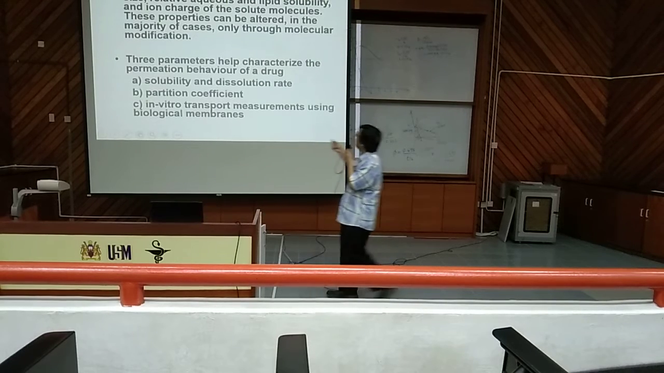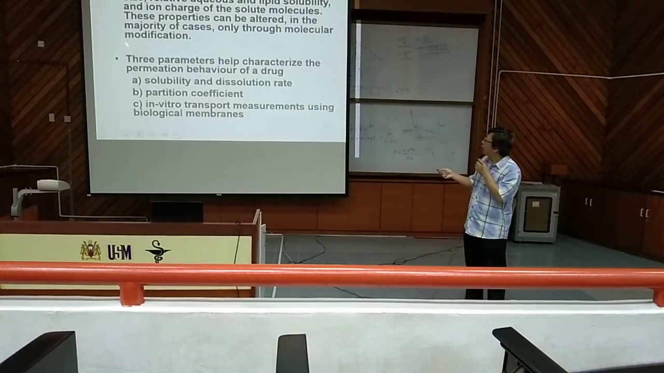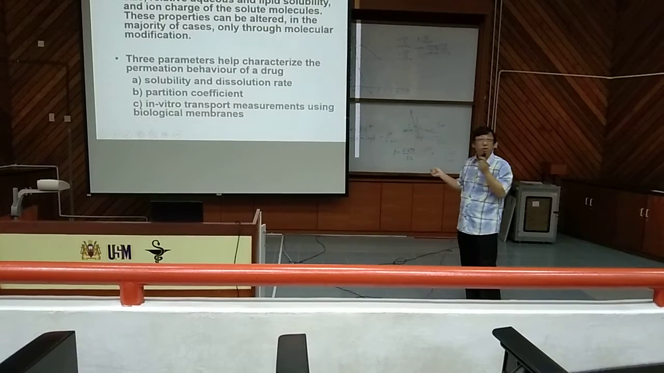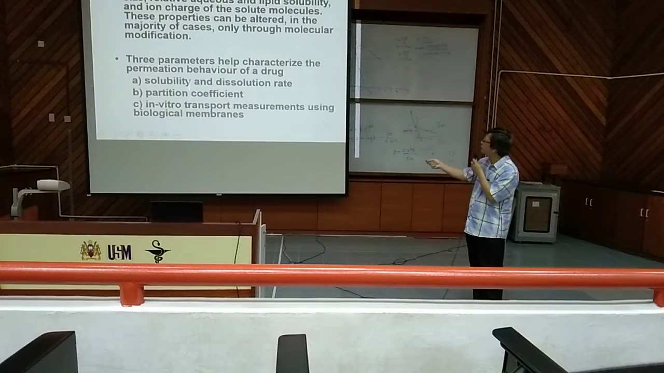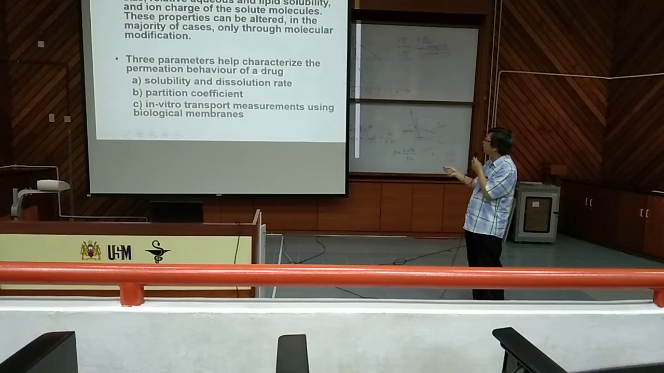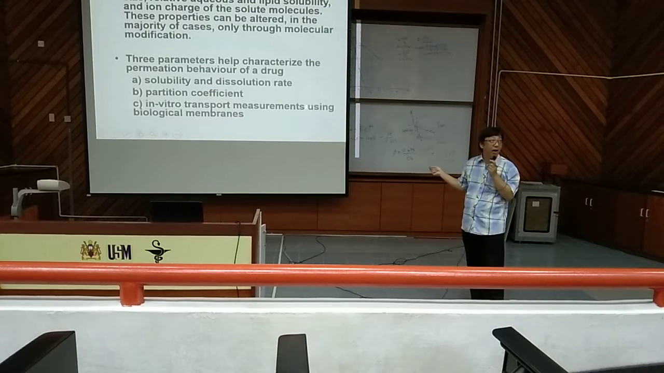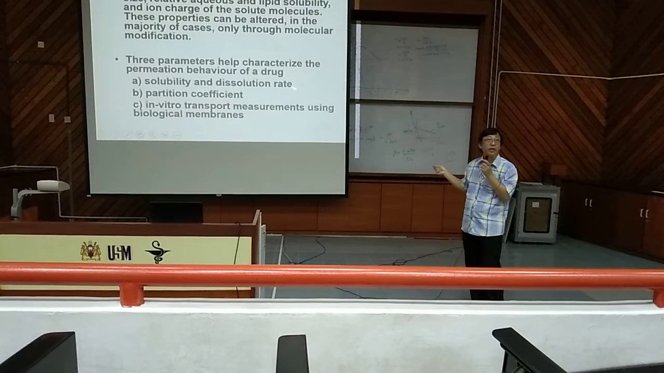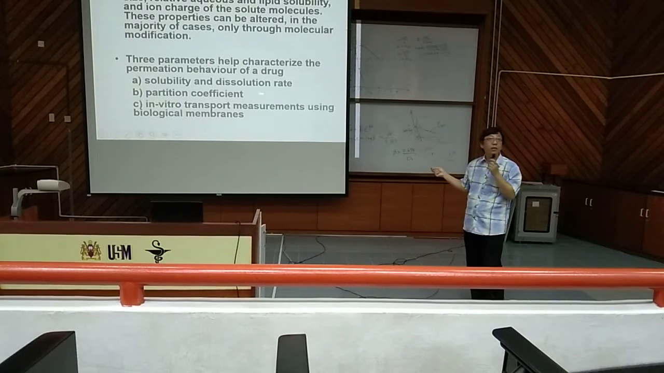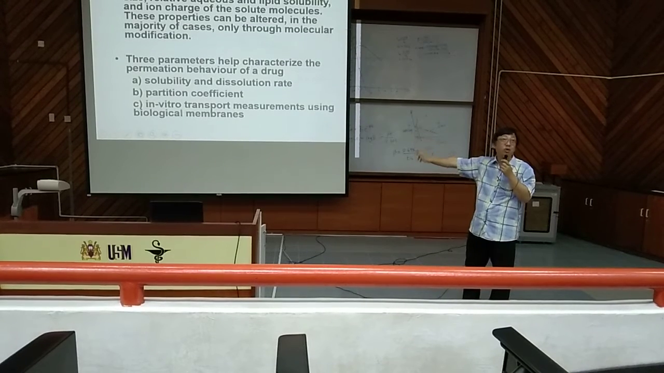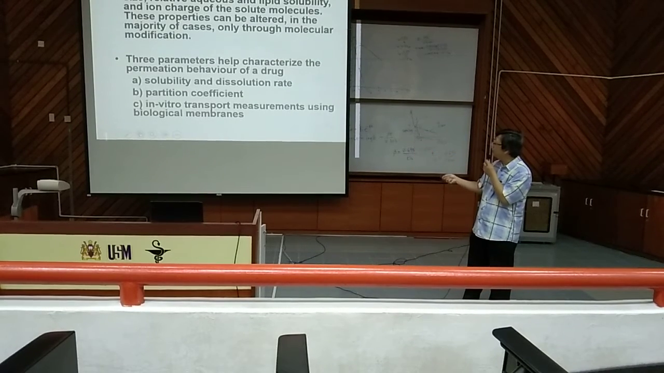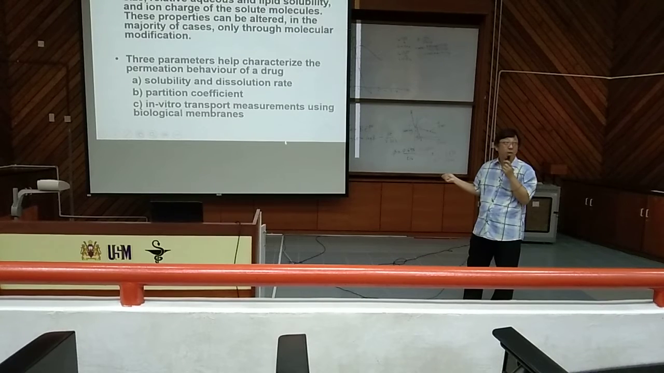Alright, let us look at parameters affecting the absorption. Three parameters have to characterize the formation. Remember just now the BCS classification? You talk about solubility, you talk about permeability. Three parameters help to characterize the permeation behavior of a drug. One is solubility and dissolution rate, this one we know. The second one is partition coefficient. I'm not sure whether you have gone through this partition coefficient. Anyway, I will show the picture later. The last one is in vitro transport measurements using a molecular membrane.